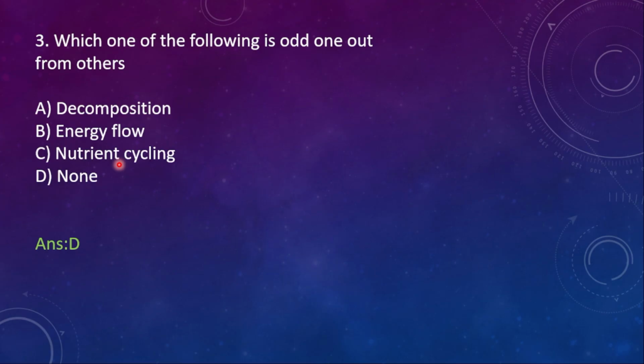Why is it none? See, decomposition means the breaking of complex organic matter into inorganic substances, isn't it? And what about energy flow? Energy flow is the unidirectional movement of energy through trophic levels. What about nutrient cycling? The storage and movement of nutrients through the ecosystem. So they are related to each other. Decomposition, energy flow, and nutrient cycling all belong to the same category, that is, the functional components of an ecosystem. None of them is an odd one.